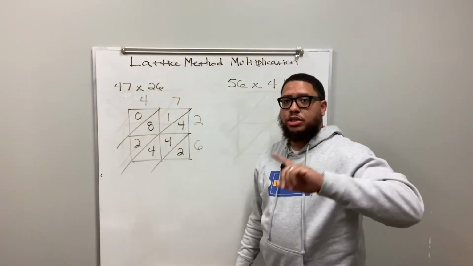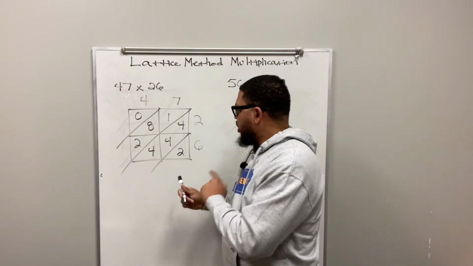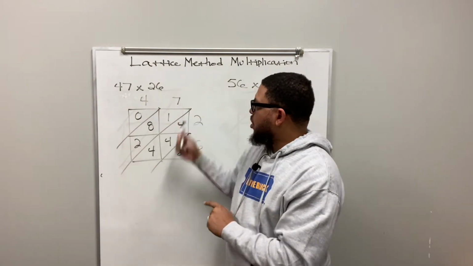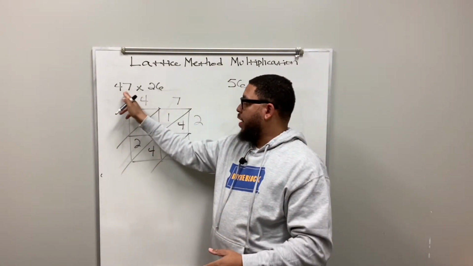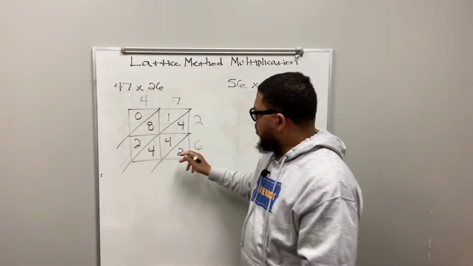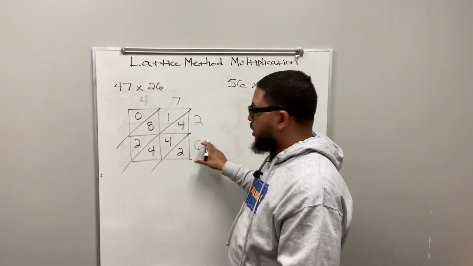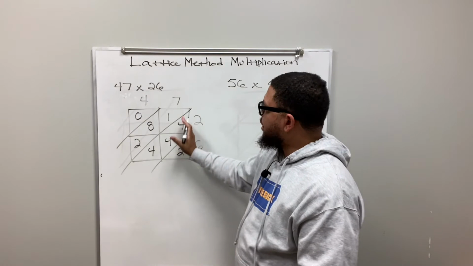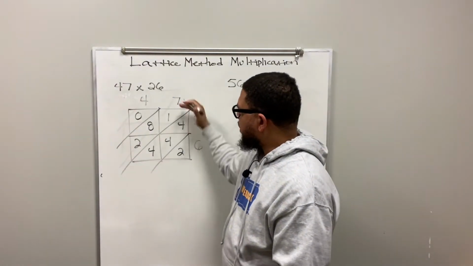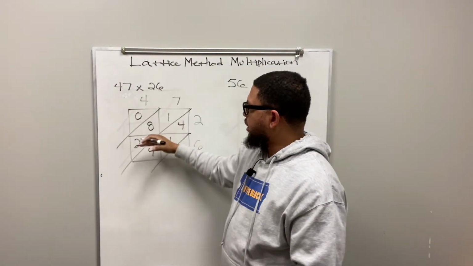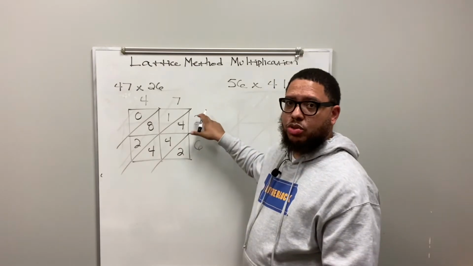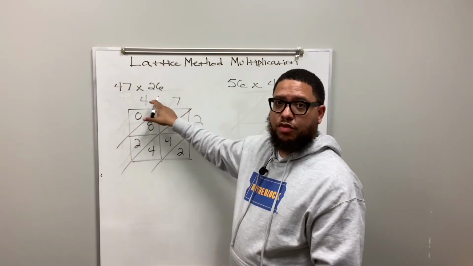Another thing I want to caution you about is you're not going to include the outside numbers or the original factors that you multiply. So when I add the numbers in this row, 6 is not part of that. Only the numbers that are inside the box. 6 is not included, 2 is not included, 7 is not included, 4 is not included.